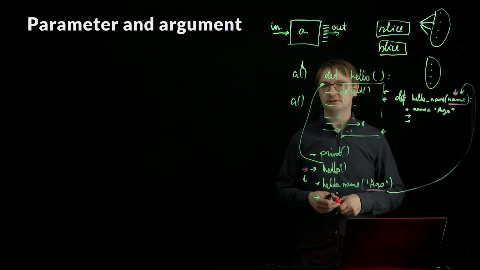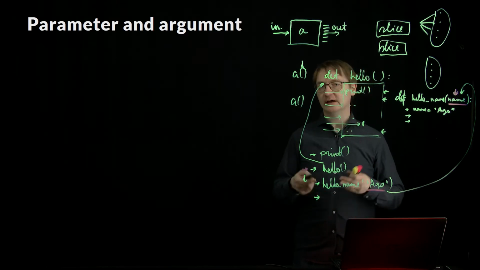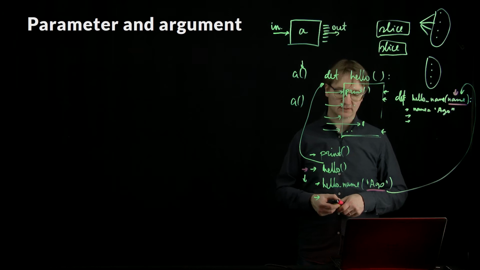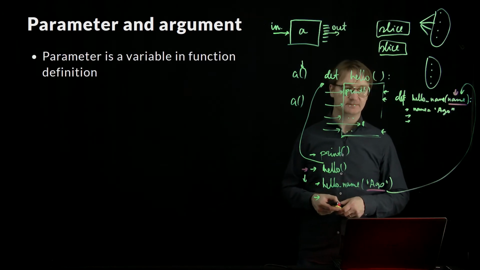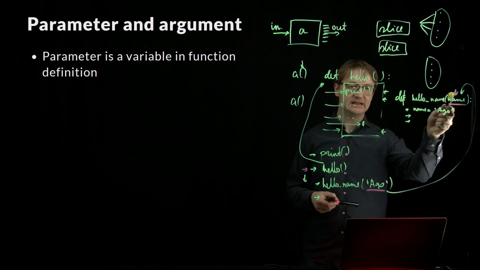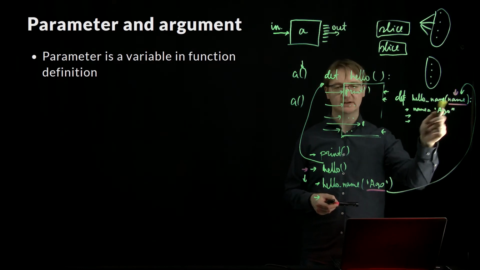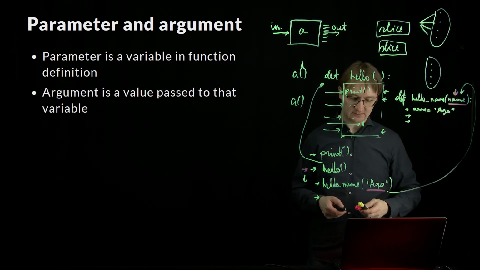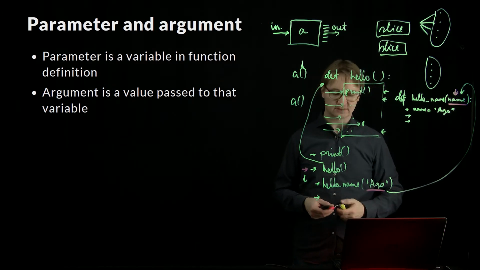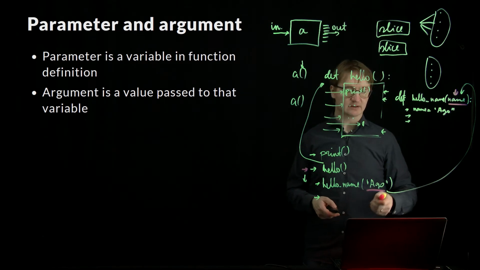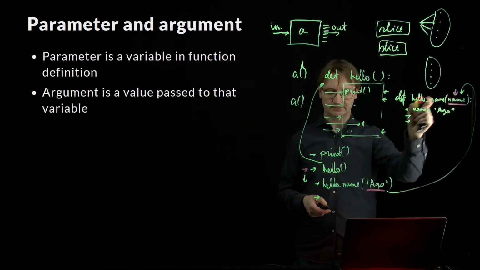Let's talk about terms, parameter and argument. They can be mixed in certain material, but actually, usually parameter is the name of this variable in function definition. So currently the name here is parameter, and argument is the value passed into this parameter. So yeah, currently the "ago" here is argument and the name here is parameter.